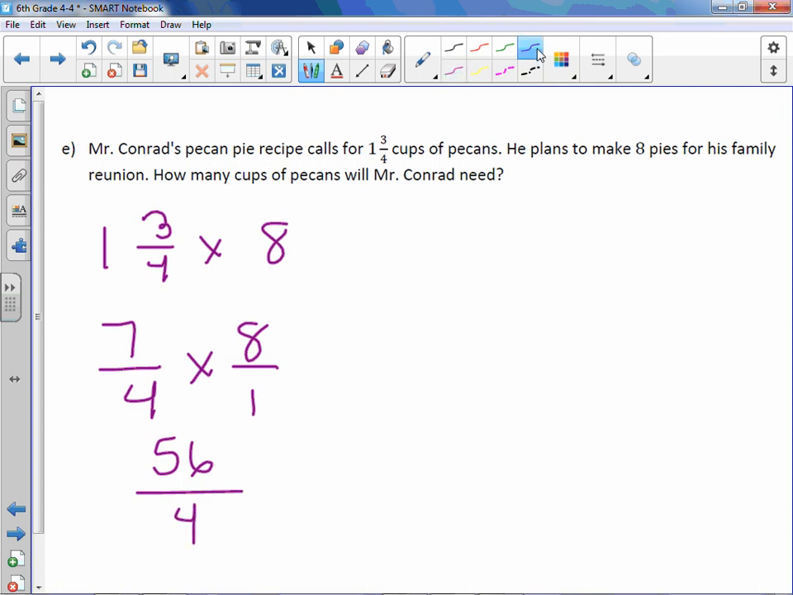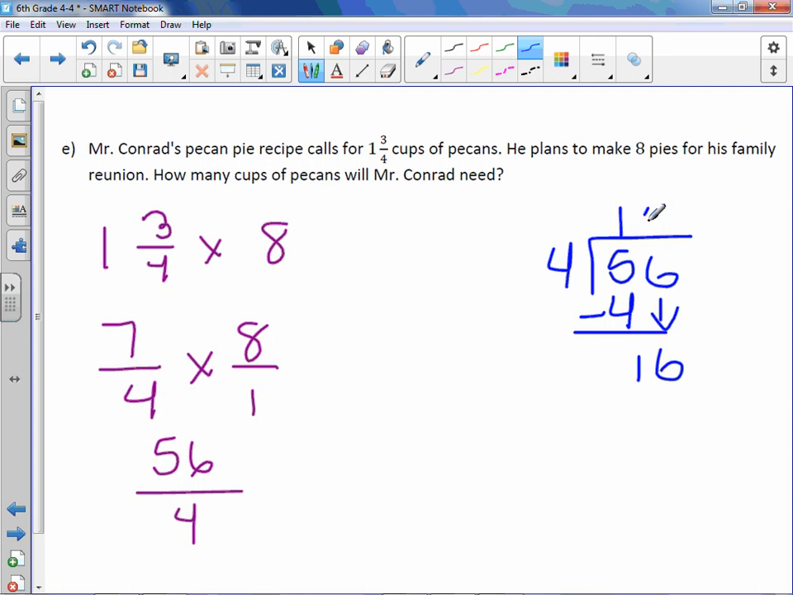Let's do the long division here to see what it would be. Once. Subtract and get 1. Bring down the 6. 4 times exactly. So this worked out nicely here. We would need 14 cups of pecans.